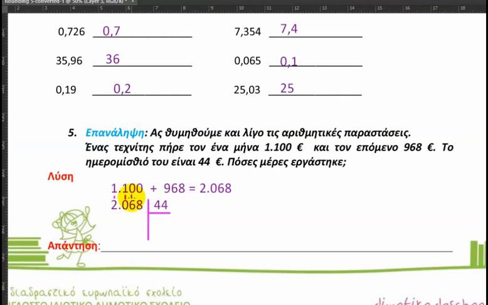44 does not fit into 206. Sorry, it doesn't fit into 20. It does fit into 206. How many times? Let's try 4. 4 times 44 is going to give us 176. This subtraction will give us 30, which is less than 44, so I can continue. Carry down the 8. And how many times is 44 going to 308? Let's try 7. 7 by 4 will give us an 8. Yep, exactly 308. And the subtraction gives us 0. So he worked for a total of 47 days.